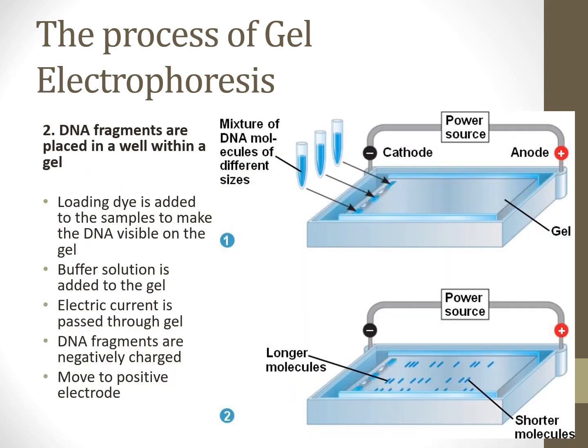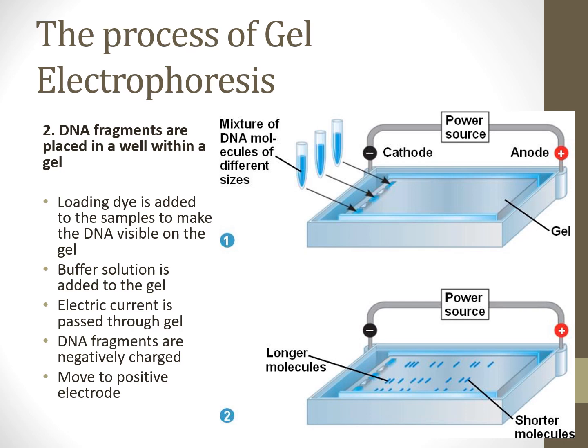So we've cut our DNA into little fragments, and so what we do is we place those fragments carefully into wells, which are like little holes at the negative end of a gel electrophoresis cell. Our DNA is actually negatively charged, which means, if you remember back to Year 9 physics, opposite charges attract. So the negative DNA is going to move towards the positive end of our gel electrophoresis cell.